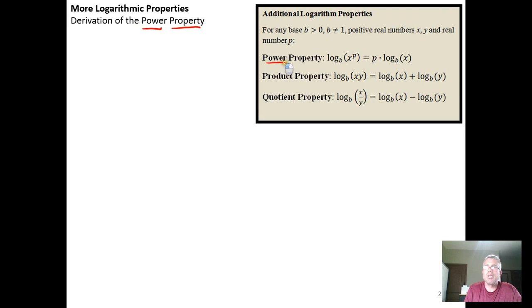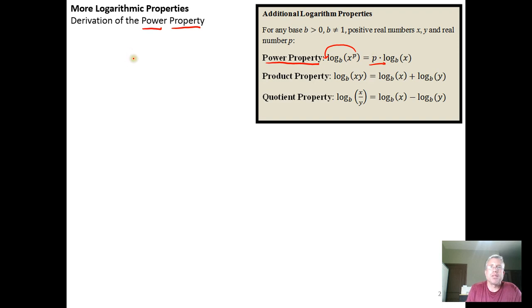is just this property here that says, if we have a logarithm base b of x to the p, so we're taking x to the pth power and inputting it into a log function, that is the same as p times log base b of x. In other words, the power property says that if we have x to the p as an input into the log function, this exponent p can come down front as a product, p times log base b of x. And what we want to do is justify this.